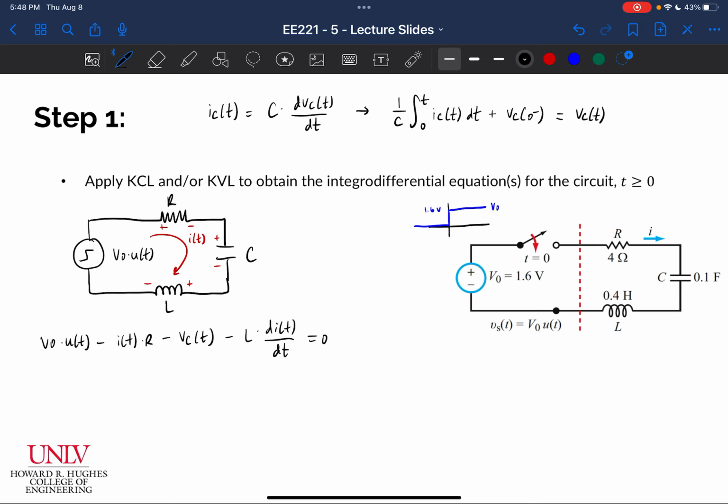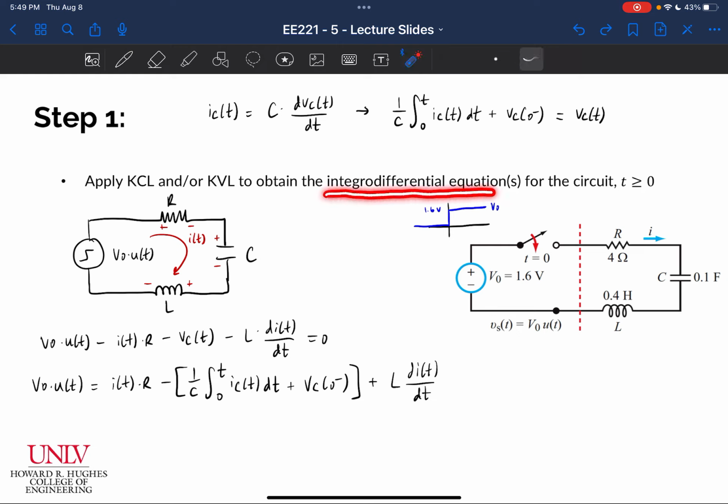And so I can rewrite this expression here, V0 times U of t. I'll add all the terms over to the other side as well, I of t times R, minus my big expression for Vc of t, which is going to be 1 over C integral from 0 to t of Ic of t dt, plus this initial condition, Vc of 0 minus. And then we can close that square bracket, plus L di of t dt. And we can say that that is our expression. Okay, so this is our integro differential equation for the circuit for t greater than or equal to 0.